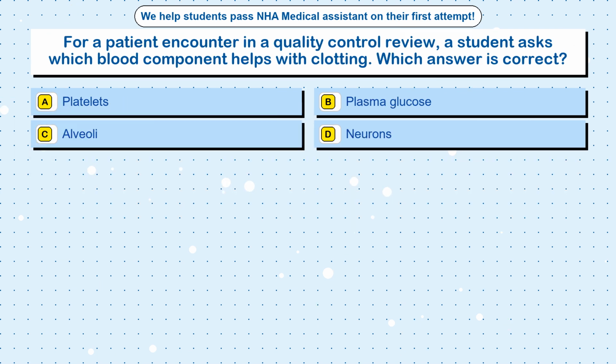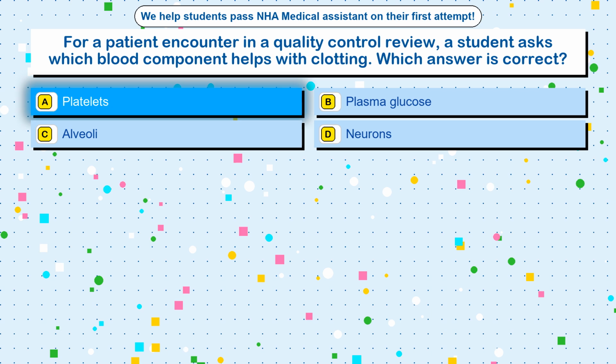Question 8. For a patient encounter in a quality control review, a student asks which blood component helps with clotting. Which answer is correct? Option A. Platelets. Option B. Plasma glucose. Option C. Alveoli. Option D. Neurons. The correct answer is option A.